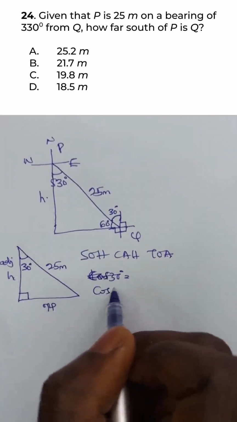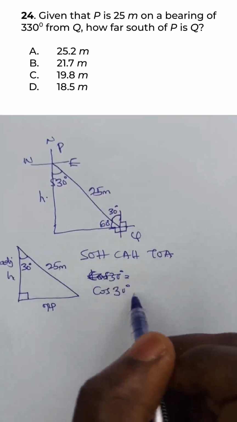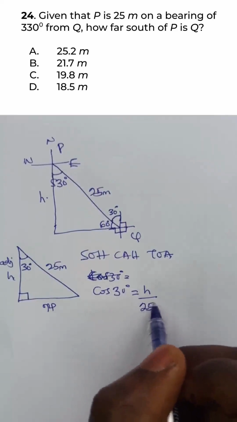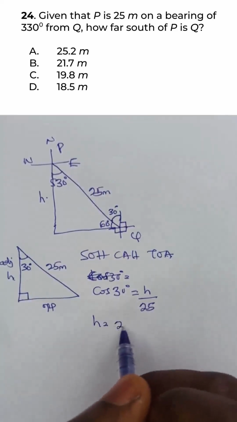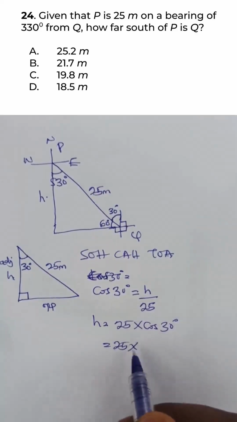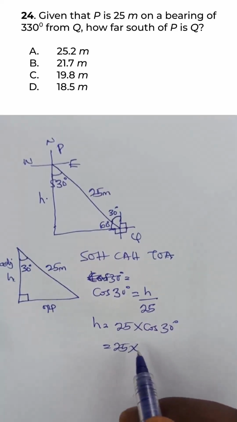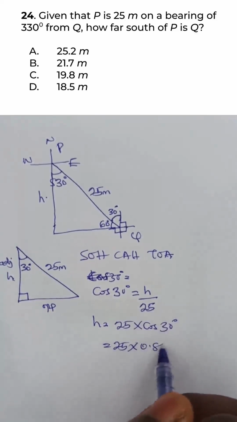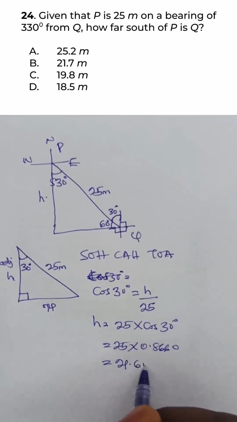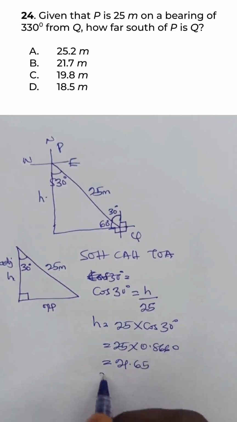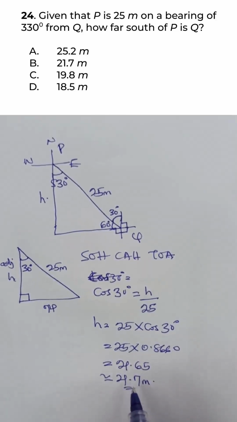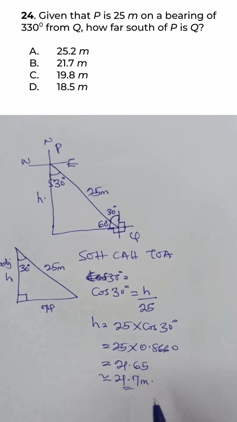So we are going to have cos 30 degrees, and not tan, is equal to adjacent over hypotenuse. Adjacent is H, hypotenuse is 25. When you cross multiply, you are going to have H equals 25 multiplied by cos 30 degrees. When you press your calculator, cos 30 degrees gives you 0.8660. When you multiply this, you are going to get 21.65, which is approximately equal to 21.7 meters. That is if you are considering the first angle, 30 degrees.